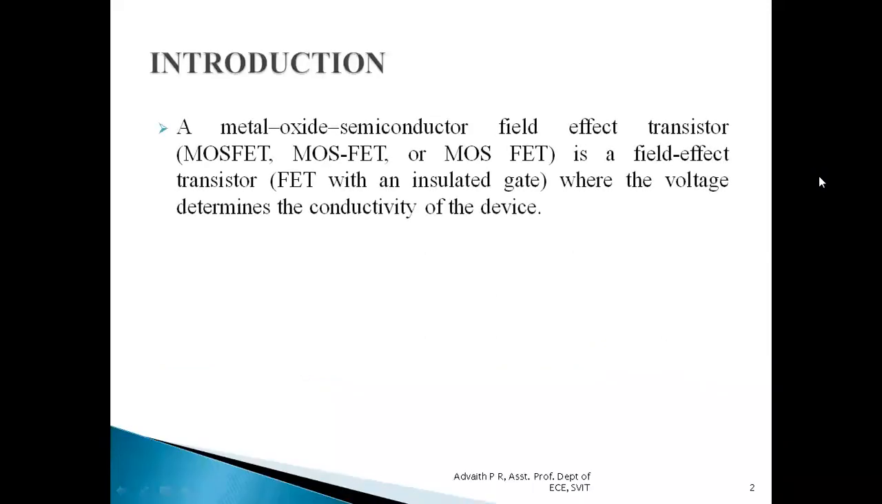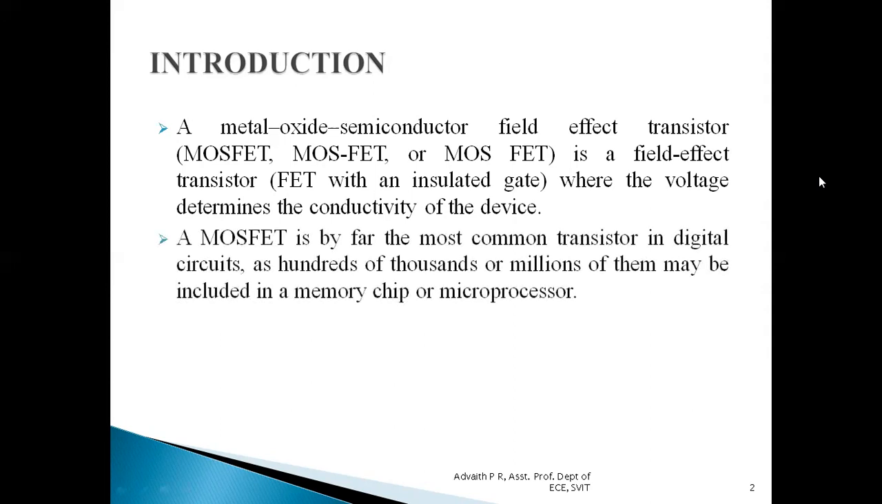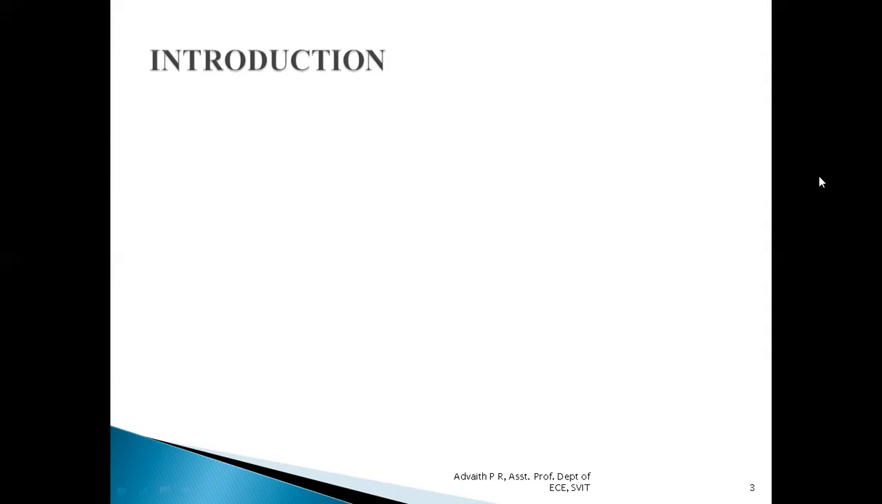A metal oxide semiconductor field effect transistor, which is commonly called a MOSFET, is a field effect transistor where the voltage determines the conductivity of the device. A MOSFET is by far the most common transistor in digital circuits, as hundreds of thousands or millions of them may be included in a memory chip or a microprocessor.